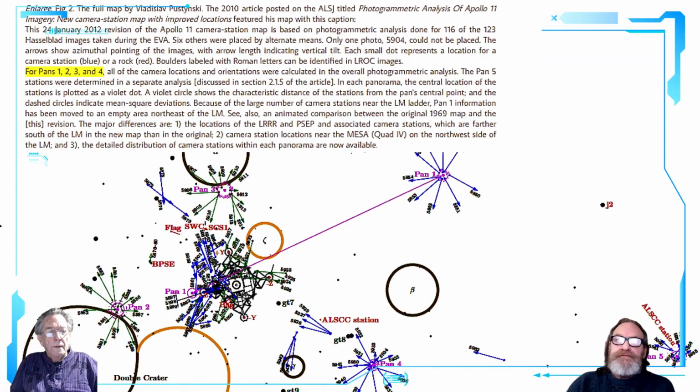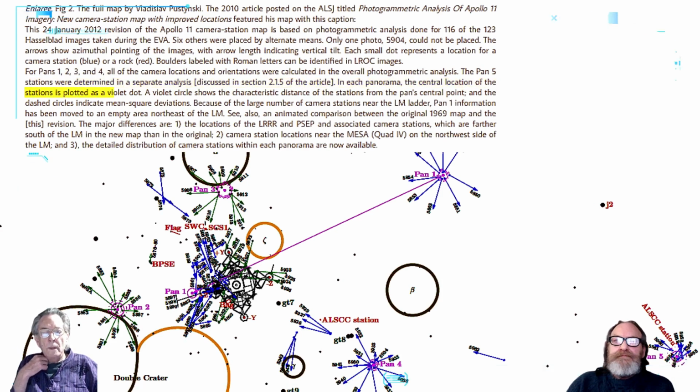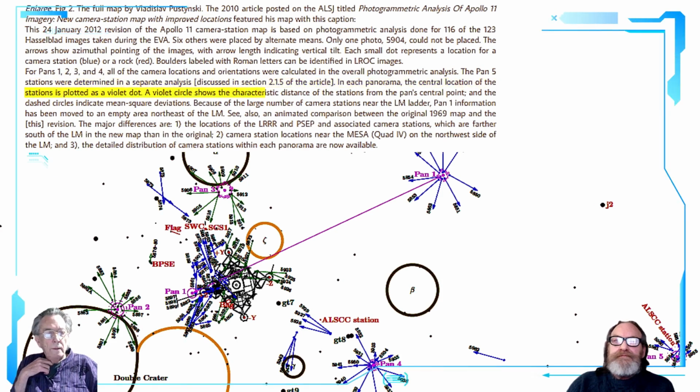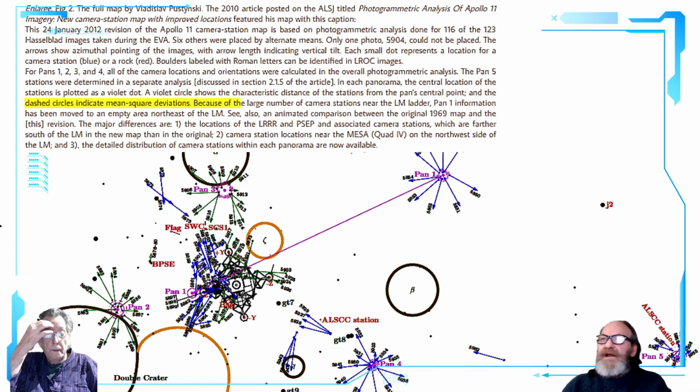For pans 1, 2, 3, and 4, for all of the camera locations and orientations, they were calculated in the overall photogrammetric analysis. The pan 5 stations were determined in a separate analysis discussed in section 1.5 of the article. In each panorama, the location of the stations is plotted as a violet dot. A violet circle shows the characteristic distance of the stations from the pan's central point, and the dashed circles indicate mean squared deviations. Because of the large number of camera stations near the LM ladder, Pan 1 information has been moved to an empty area northeast of the limb.